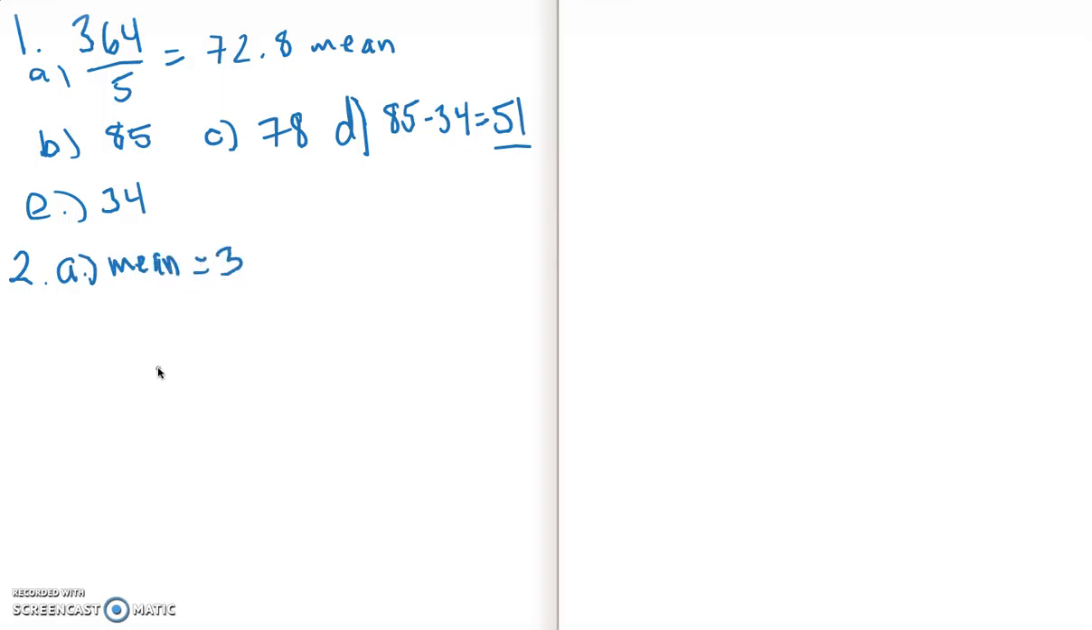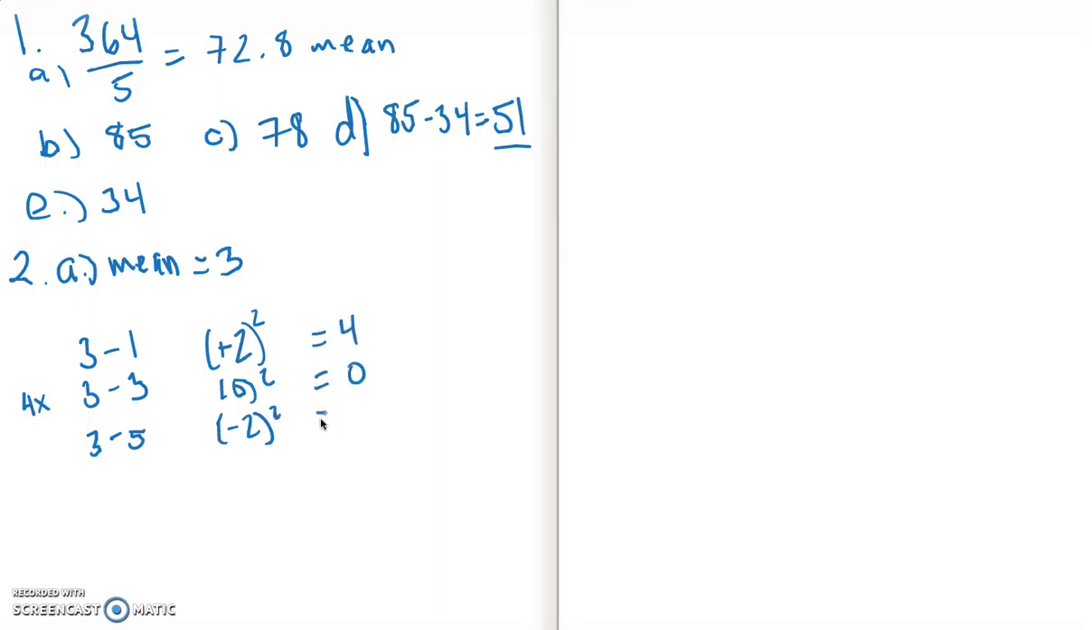Okay. So this is finding our standard deviation. We're going to take all of our data items and find the difference between the mean and the data. So we have 3 minus 1, 3 minus 3, and that's going to be times 4 because we have 4 of those. And then we have 3 minus 5. So this is going to become positive 2 squared. We're going to square it afterwards. This is 0 squared, and this is negative 2 squared. That's going to give me 4, 0, and 4. Now, I was going to multiply this middle row by 4, but it's 0, so it doesn't really matter. When we sum it, we're going to get 8.